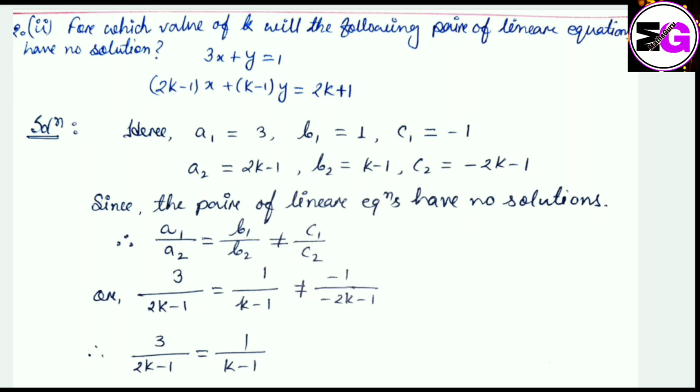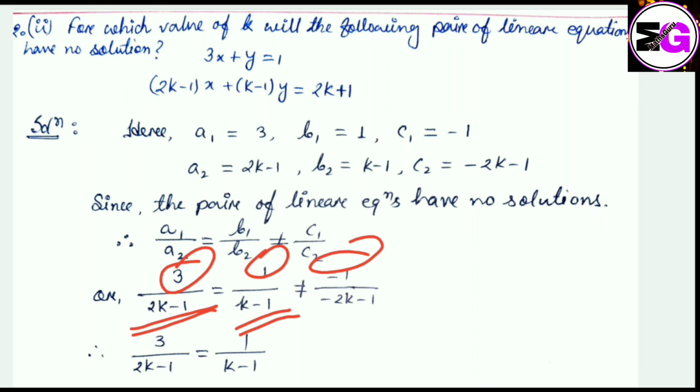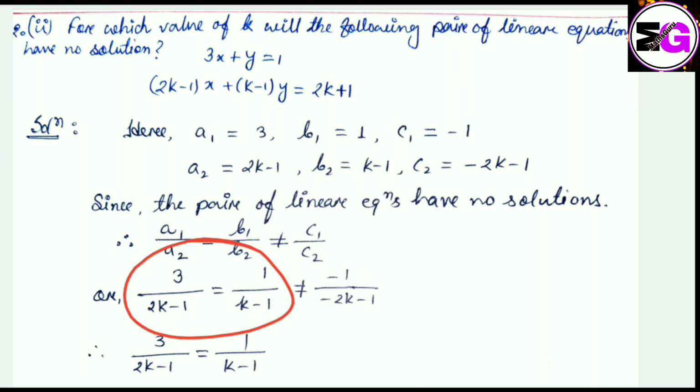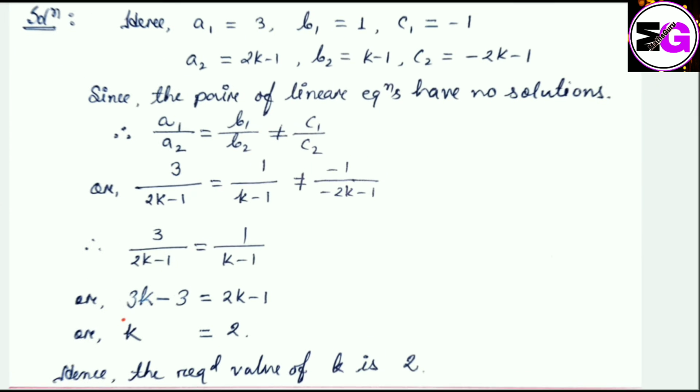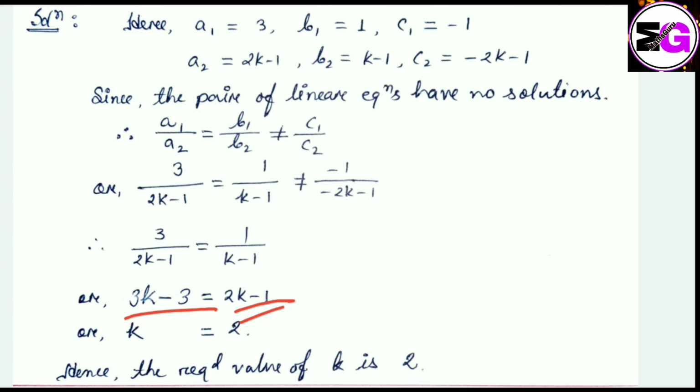a1 by a2, this 3 by twice k minus 1, that is equals to 1 by k minus 1 is not equals to minus 1 by minus twice k minus 1. So since the first and second ratio are equal, so you can write 3 by twice k minus 1 is equals to 1 by k minus 1, or 3k minus 3 is equals to twice k minus 1.